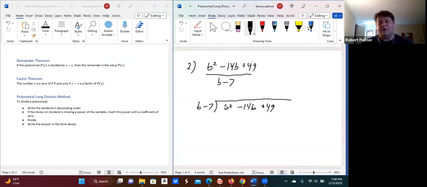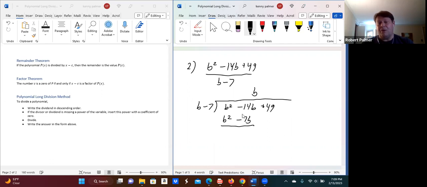Okay, now we're going to divide very similarly. So what we want to do then is we want to match this term. This is the b squared. We have a b. Okay, what do we need to multiply b by to get b squared? That's just going to be b. Okay, now, like we did before, multiply now. So b times b. Also write the b's over its, this is a placeholder over its, the same power of the variable. B times b is b squared. Then b times negative 7 is negative 7b.